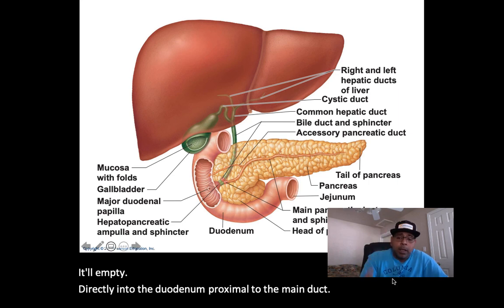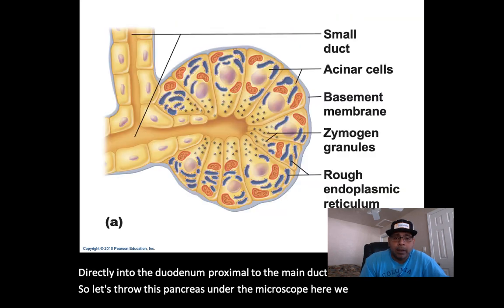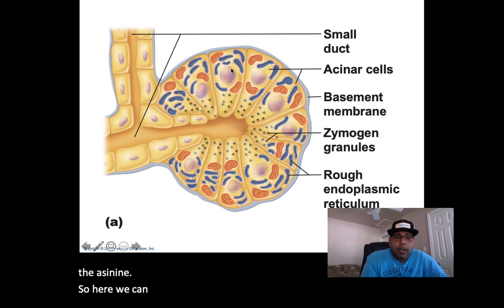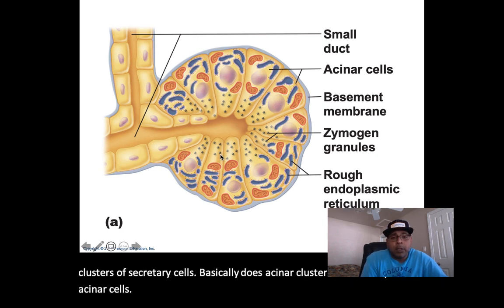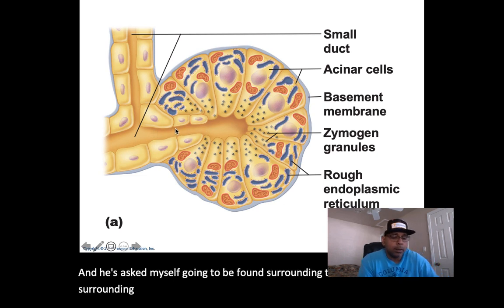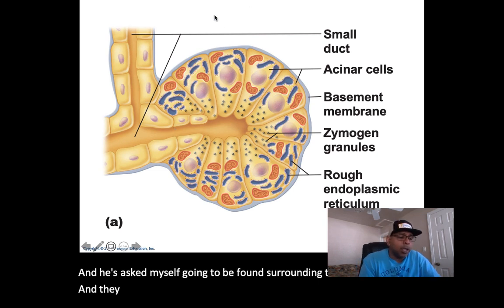So let's throw this pancreas under the microscope. Here we can appreciate the acini. So here we can see acinar cells. These acinar cells are within the pancreas. Basically, these acini are clusters of secretory cells, acinar cells. And these acinar cells are found surrounding these ducts. And they contain zymogen granules.